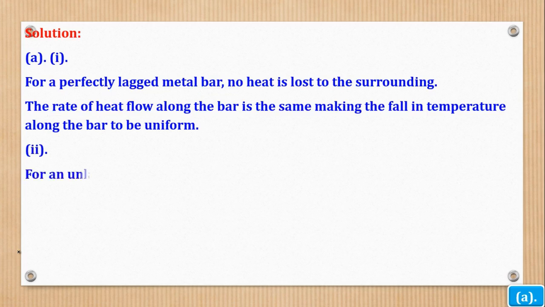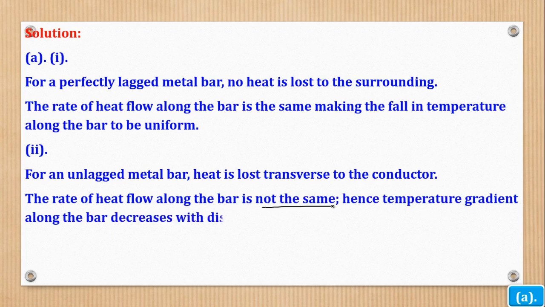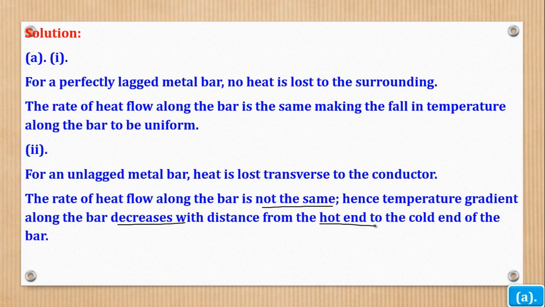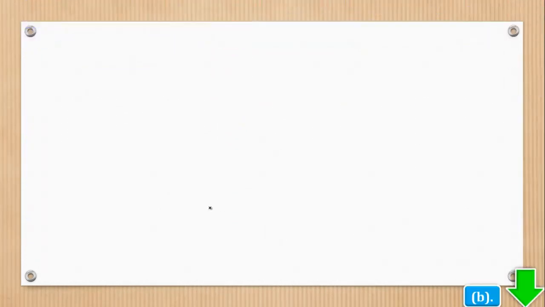So what about Roman 2, for an unlagged metal bar? We shall say that for an unlagged metal bar, heat is lost transverse to the conductor. Transverse means if heat flows in this direction, it will be lost transverse in that direction. So what does that imply? It implies that the rate of heat flow along the metal is not the same, and hence the temperature gradient along the bar decreases with distance from the hotter end to the colder end of the bar. And that is how the marks would be awarded. So now we shall go to part B.